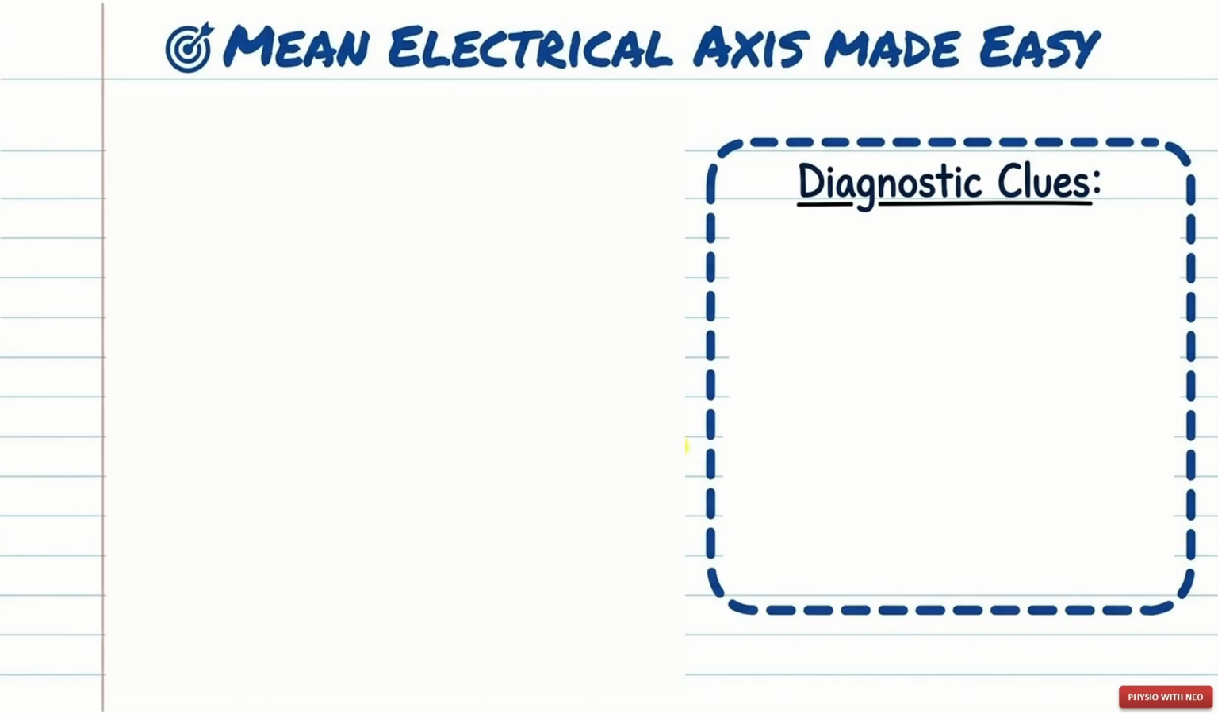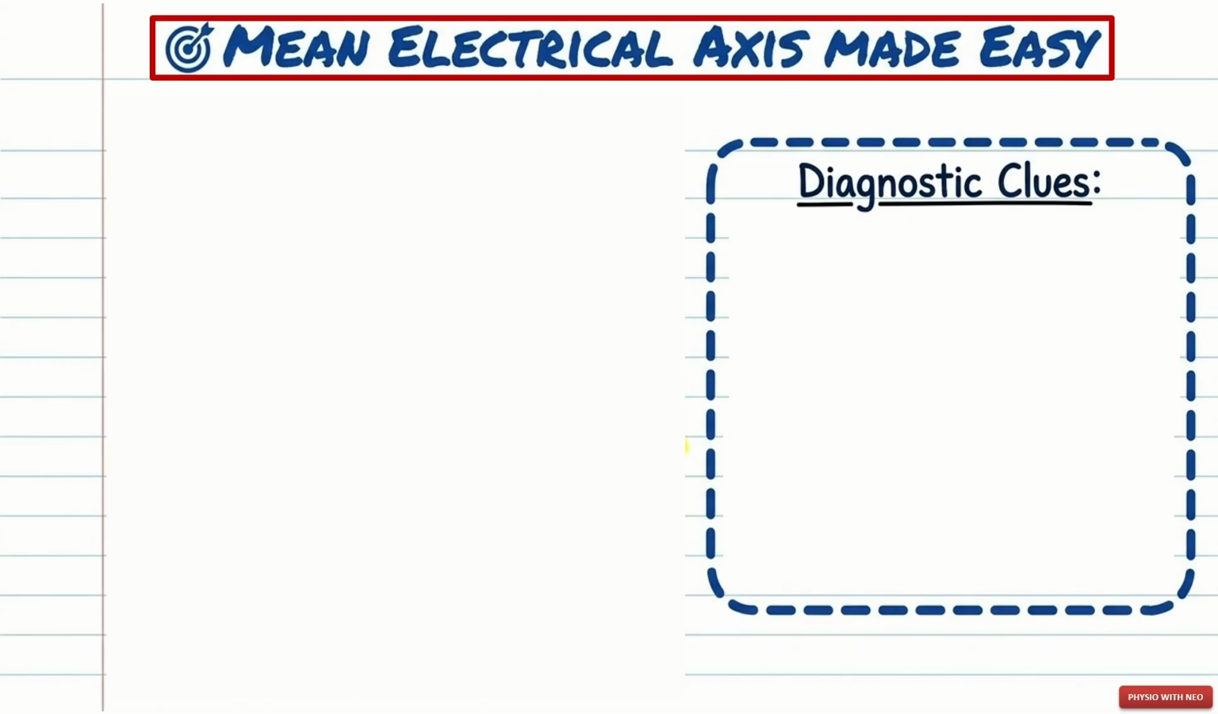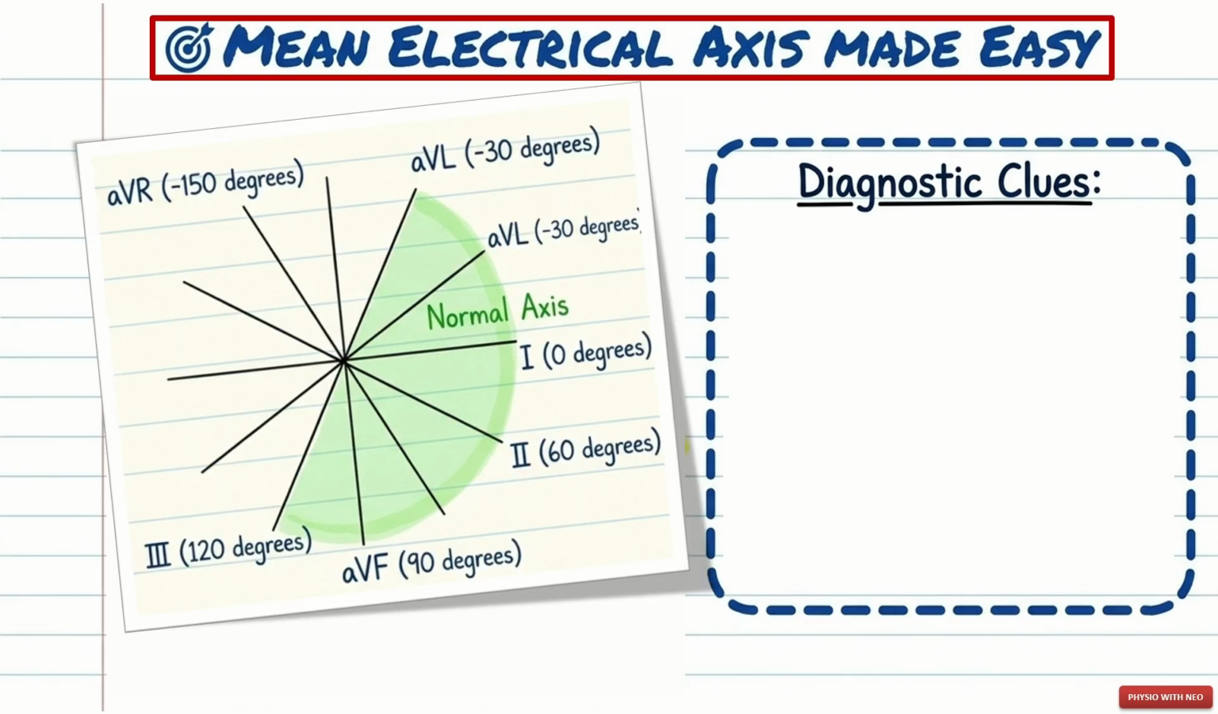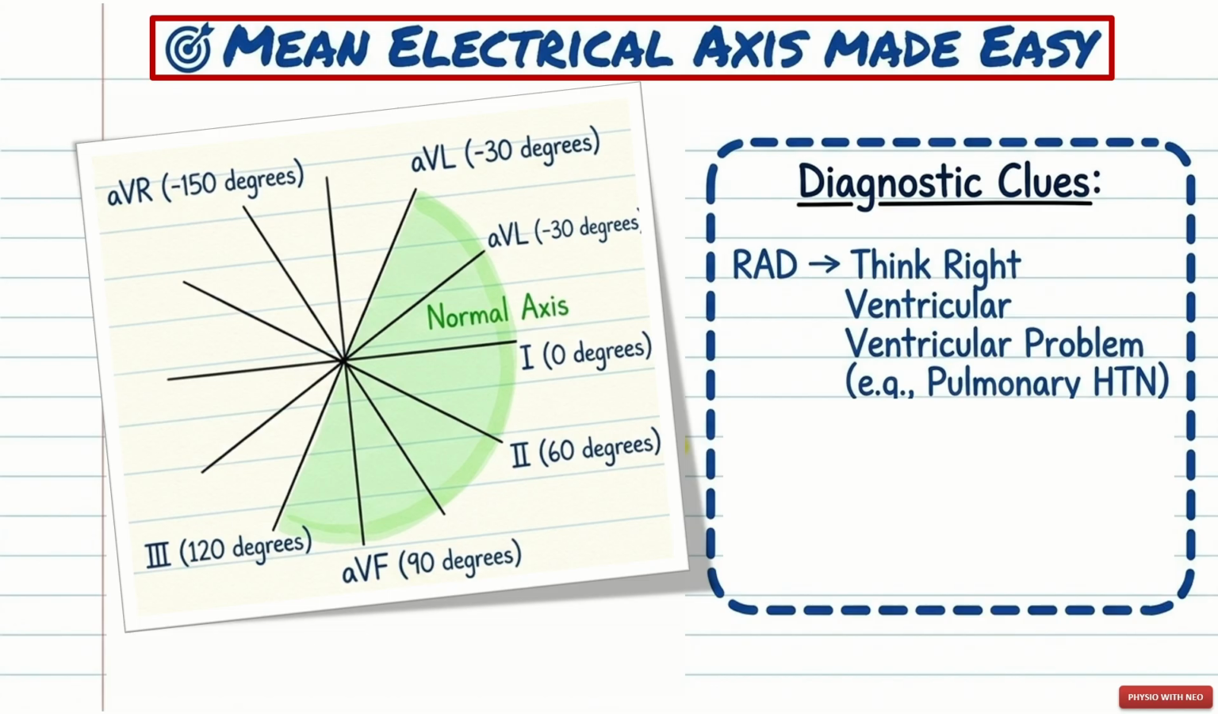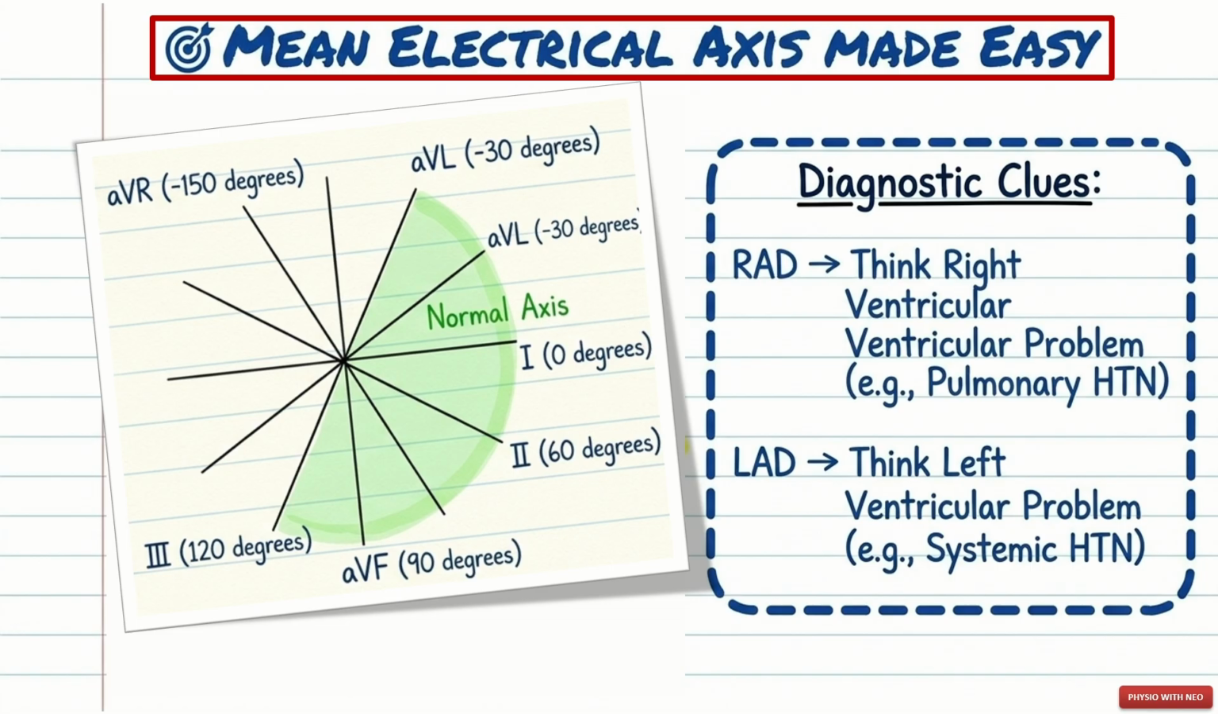Next comes the electrical axis. Don't panic about the angles. Just remember, normal axis lies roughly between -30 and +120 degrees. Right axis deviation, think about right ventricular problem, that is pulmonary hypertension. Left axis deviation, think about left ventricular problem, that is systemic hypertension.